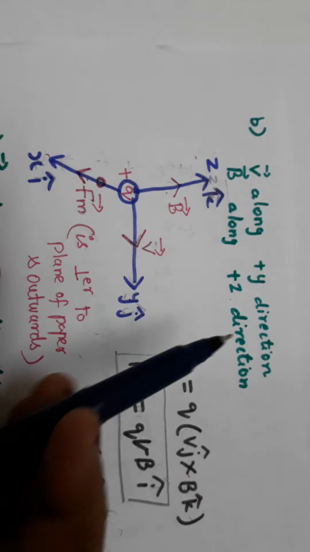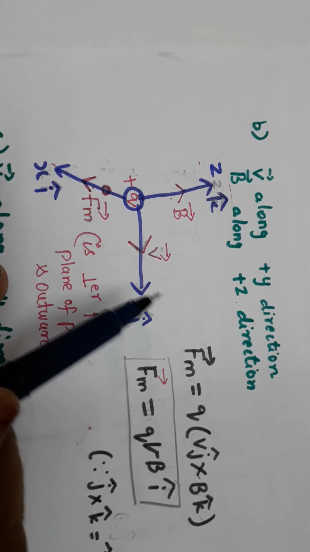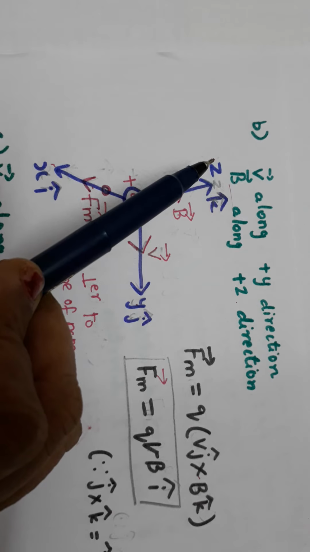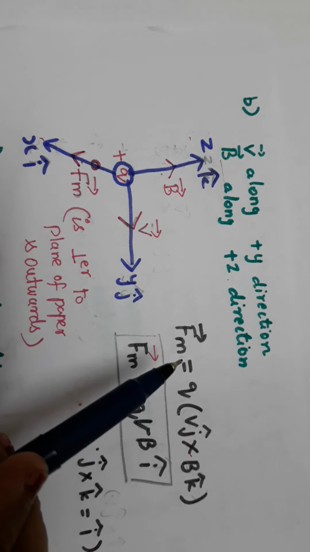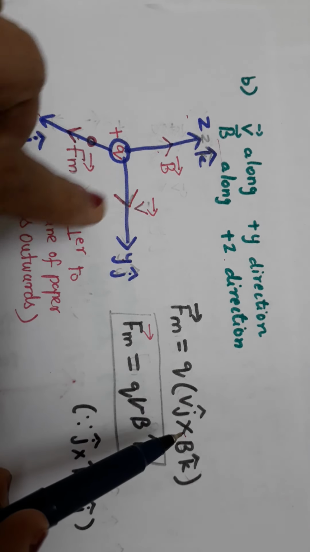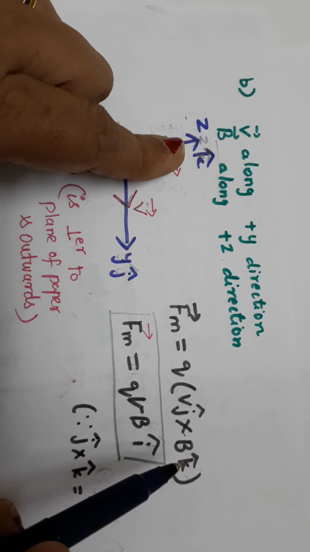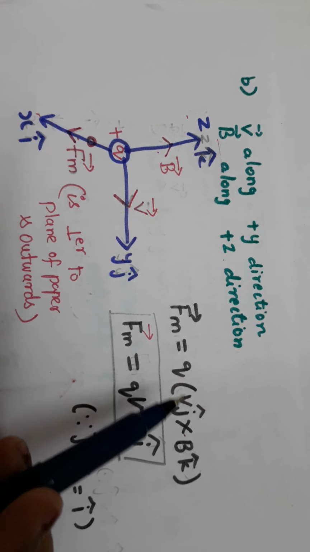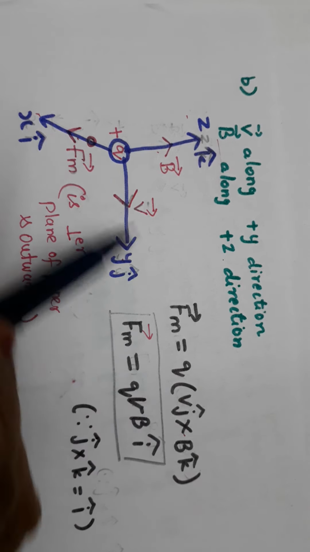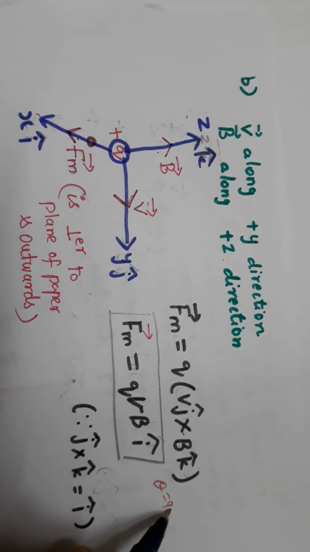In the second part you have V acting along positive y direction, B vector acting along positive z direction, right? Now in vector notation, Lorentz force Fm vector is equal to Q into V cross B, because V is along y axis, j cap, B is along z axis, so k cap. You can write cross product, A cross B is AB sin theta. What is theta here? What is the angle between V and B? 90 degree, right? Here theta is equal to 90 degree.